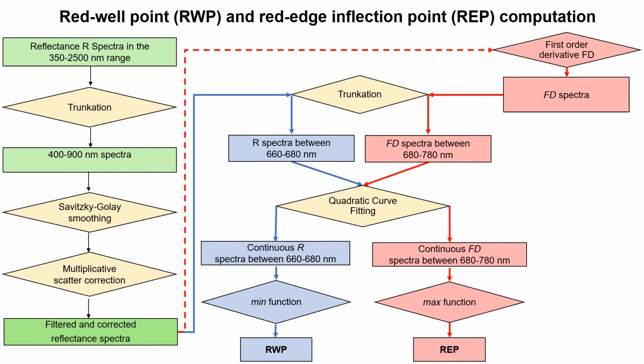This is the workflow that you need to use to compute the red well point and the red edge point. As you can see, it's very extensive. That is why I am not showing the formulas that I used to compute all the parameters that I will be evaluating, but I suggest you have a look at the papers that I will tell you at the end of the presentation, so you can have access to the formulas, and also to the computation of the different vegetation indices.